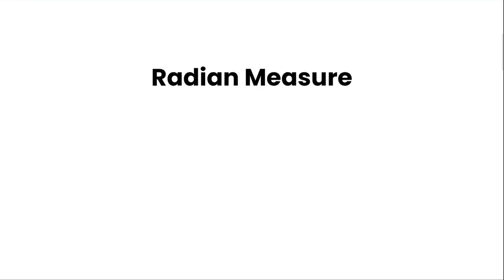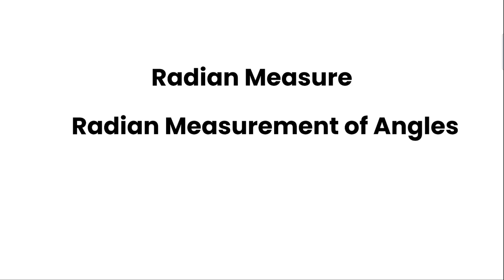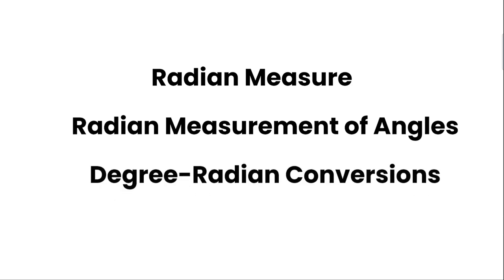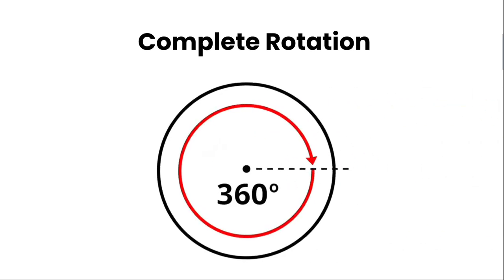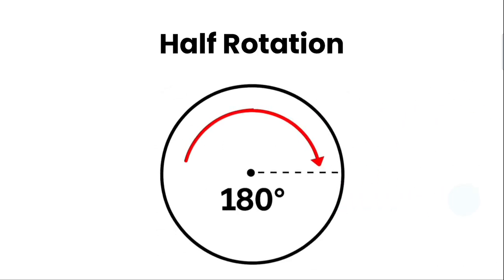Hello everyone, today we will be talking about radian measurement of angles, and degree-radian conversions. So let's start. As you know, a complete rotation around the circle is measured as 360 degrees, and half a rotation is measured as 180 degrees.